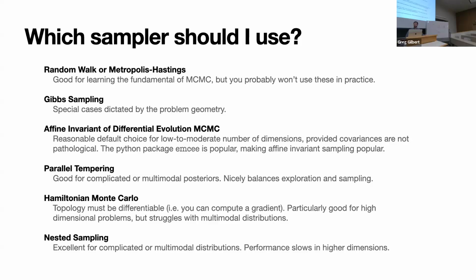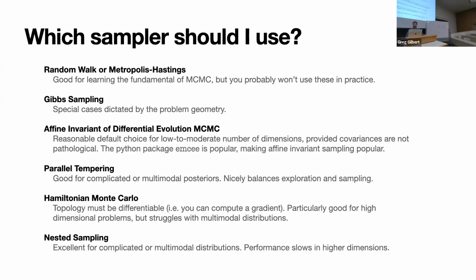And then nested sampling is great for these complicated or especially multimodal distributions. Of all of these, this one probably does the best if you have isolated modes, but it really suffers from the curse of dimensionality. As you go to higher and higher dimensions, drawing those bounding likelihoods gets more and more difficult to do efficiently.